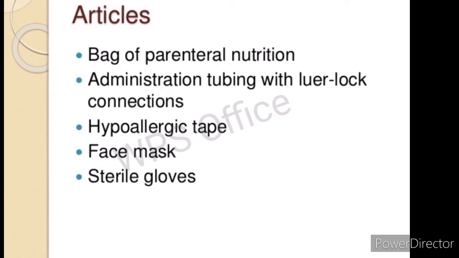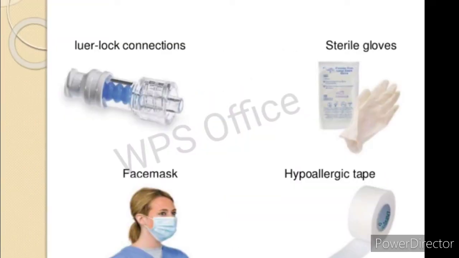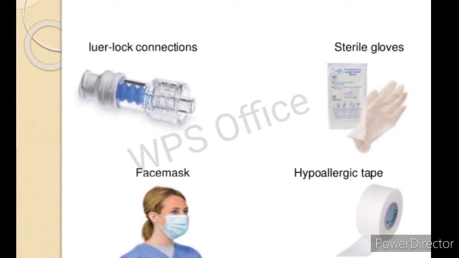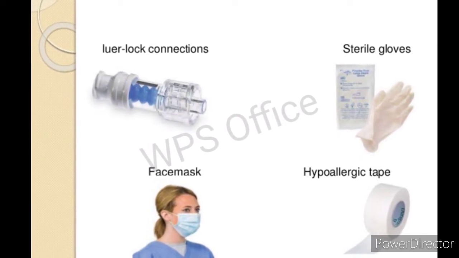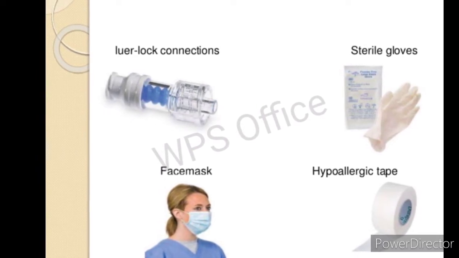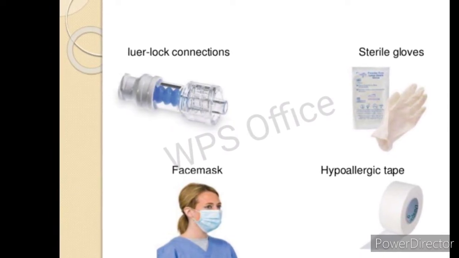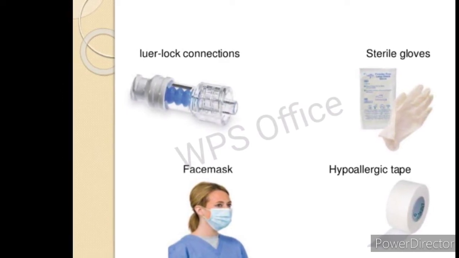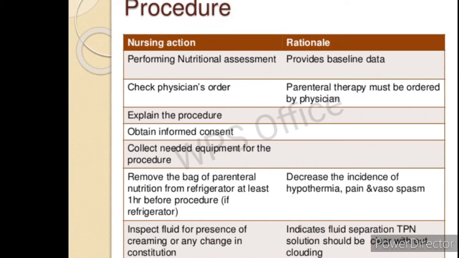Then articles include the bag of parenteral nutrition, the bag which we have seen in the second slide. Then administration tubing with Luer lock connection. Luer lock connection is a type of connection to prevent leakage. It is a very secure lock which we will connect before connecting to prevent the leakage. Then hypoallergenic tape, this is the normal tape which we use. Then face masks, sterile gloves. The next comes the procedure.